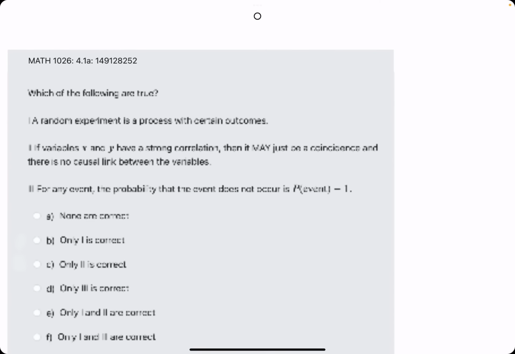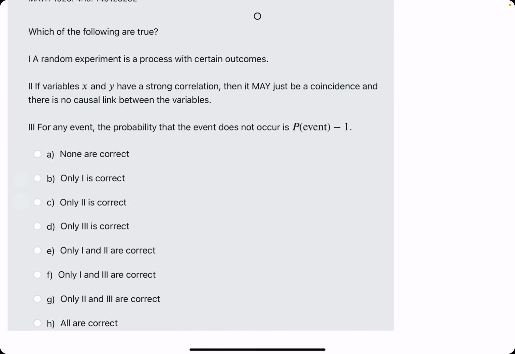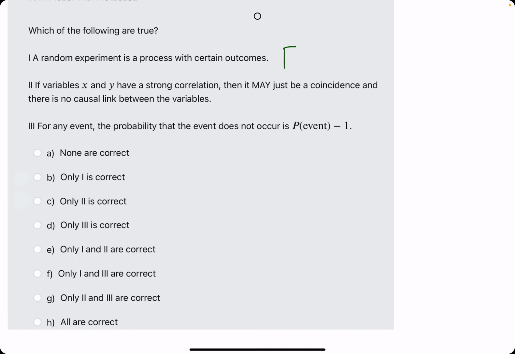All right, let's go and do one more. Random experiment is a process with certain outcomes. Again, false. It should be random outcomes.